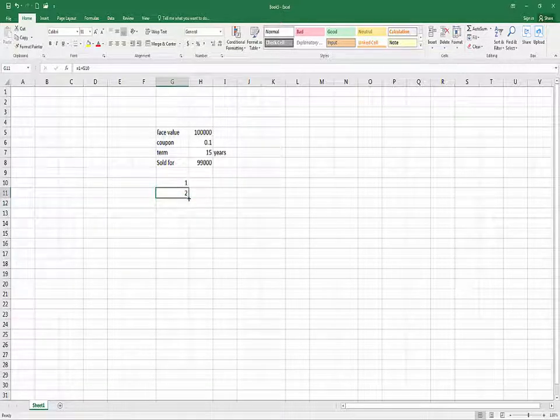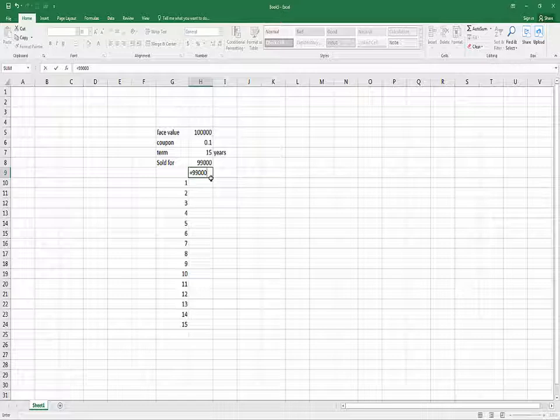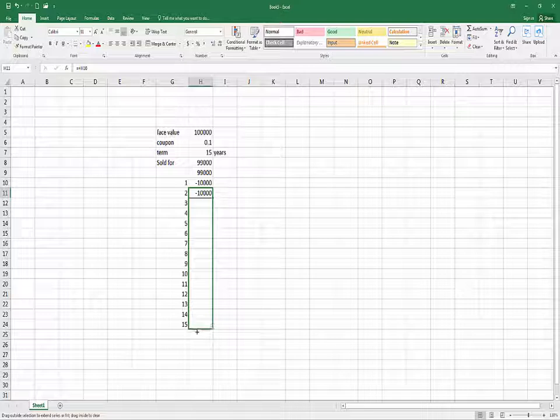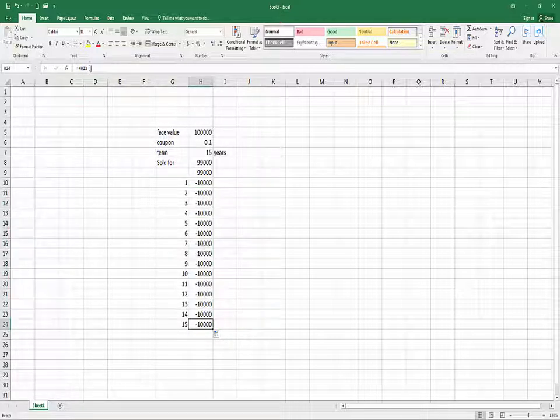This is going to go out 15 years. And again, what are our cash flows? At time 0, when the bonds are issued, we get $99,000 coming in. Our cash flows going out are 10% per year. And then in the 15th year, in addition to paying out the interest, we also pay back the principal of $100,000. So here is a picture of our cash flows.